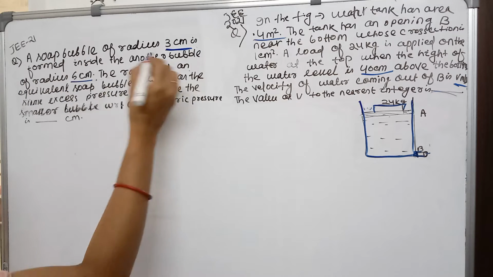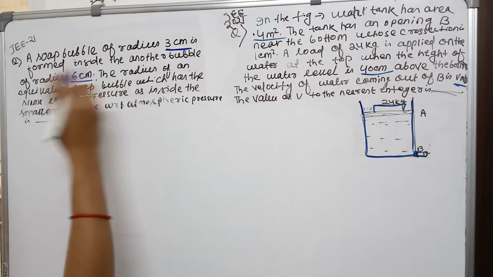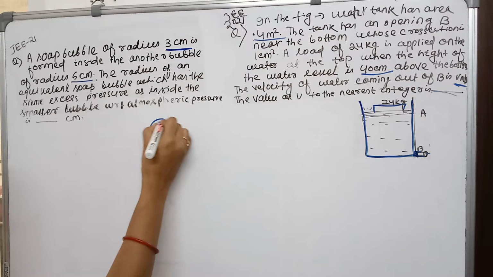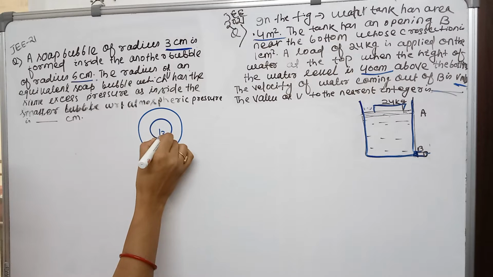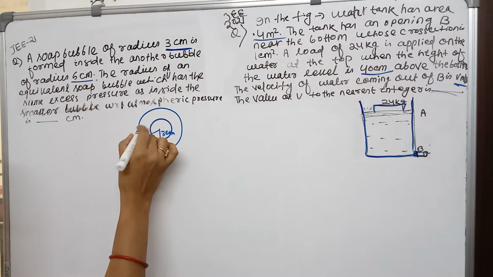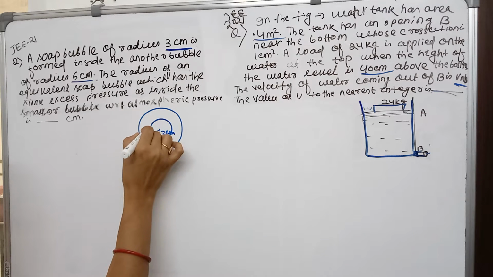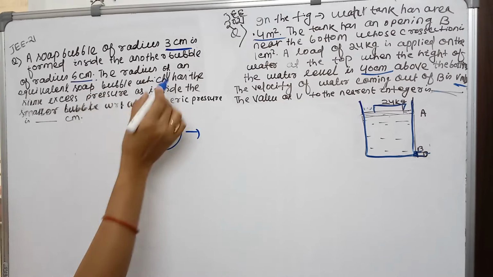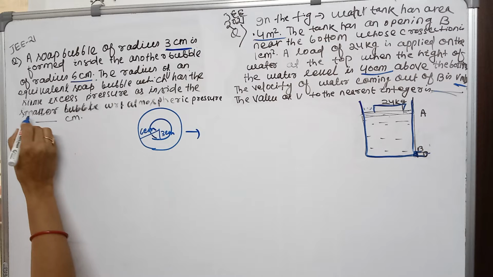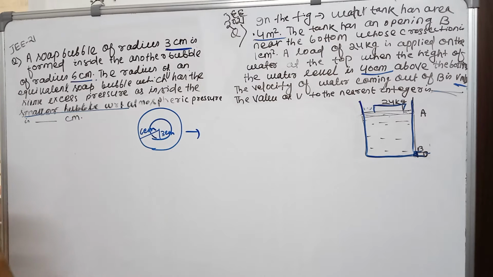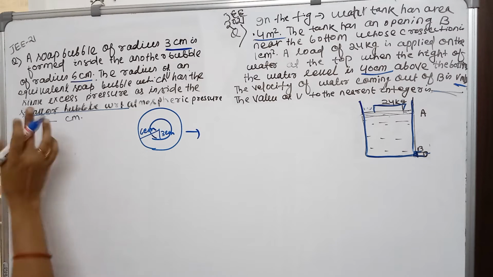A soap bubble of radius 3 centimeter is formed inside another bubble of radius 6 centimeter. That means a soap bubble inside another bubble. This radius is 3 centimeter, and the big bubble's radius is 6 centimeter. Then the radius of an equivalent soap bubble which has the same excess pressure as inside the smaller bubble with respect to atmospheric pressure is dash centimeter.